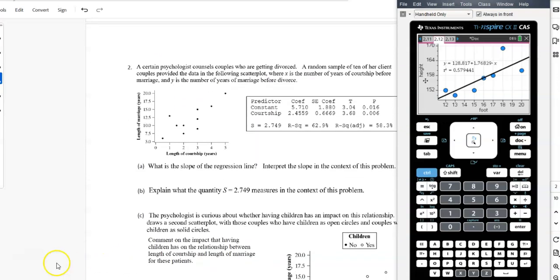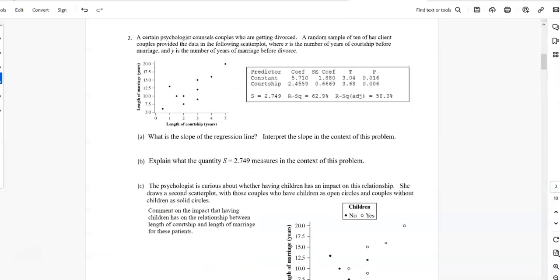Okay, let's look at question number 2. So for this one, this is about counselors' couples who are getting divorced. A random sample of 10 of her client couples provided the data for the scatter plot, where X is the number of years of courtship before marriage and Y is the number of years of marriage before divorce. Okay, so I guess, what's the relationship between length of your courtship and how long your marriage lasts in years? It's only 10 people in there, but it does look like a positive association there.